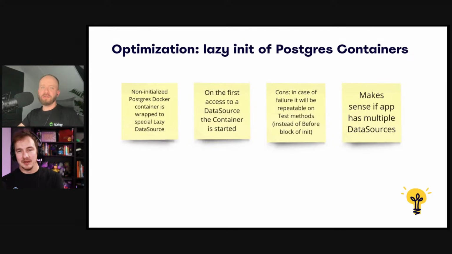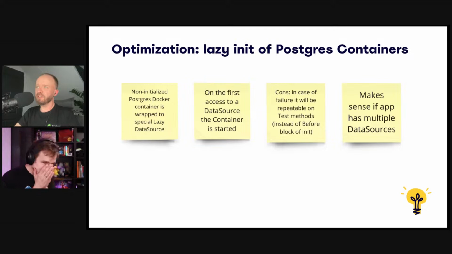So let's go next: lazy init of Postgres containers. For microservices, this problem may not be that big because they usually have a single data source. But in a monolith application, we have 5 to 10 different data sources only for relational databases, not talking about other things. So it makes much sense to make a lazy initialization of the Postgres container. Usually the Postgres container is created and there is a data source object that wraps it, and they are coupled. But we will discuss an alternative implementation.